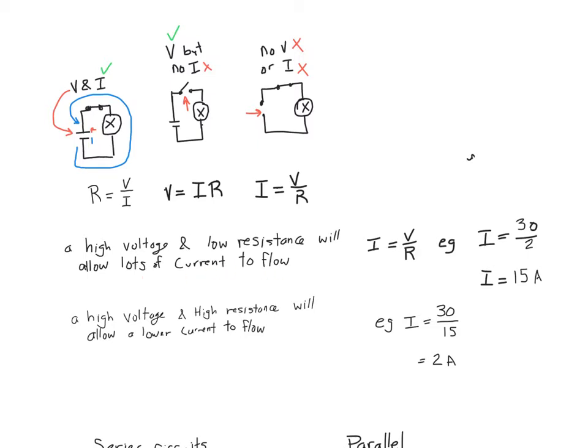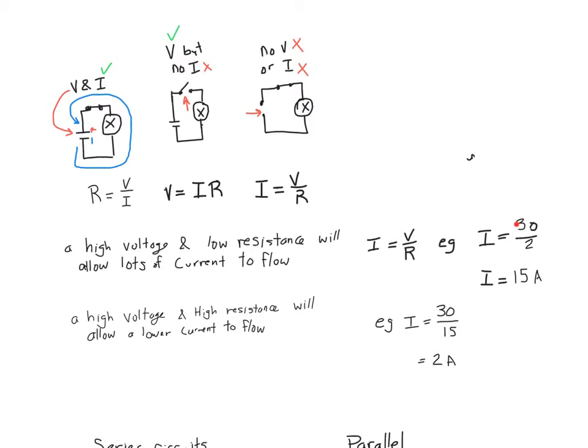So let's look at our current formula. I is equal to voltage over resistance. And if we have a high voltage of 30 and a low resistance of 2, then we have a fairly high current of 15 amps. And don't forget the unit over here.